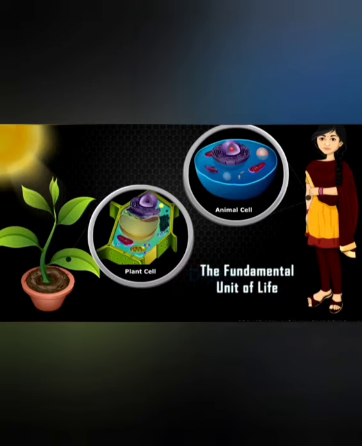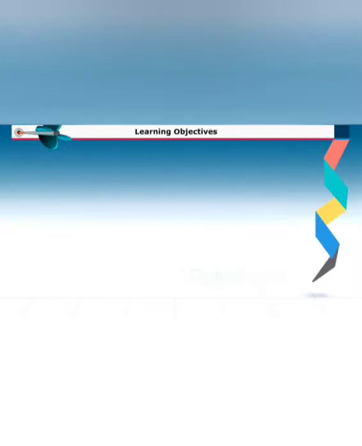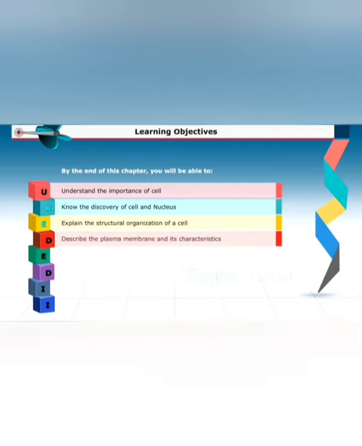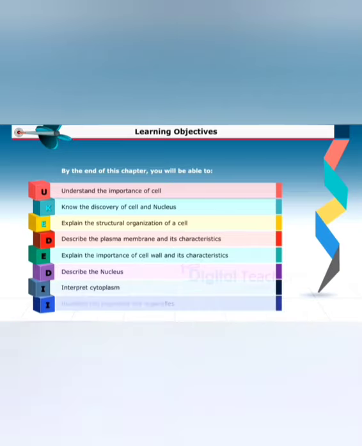This slide presents the overview of the chapter. The learning objectives. By the end of this chapter, you will be able to understand the importance of cell, know the discovery of cell and nucleus, explain the structural organization of a cell, describe the plasma membrane and its characteristics, explain the importance of cell wall and its characteristics, describe the nucleus, interpret cytoplasm, illustrate the importance of cell organelles.